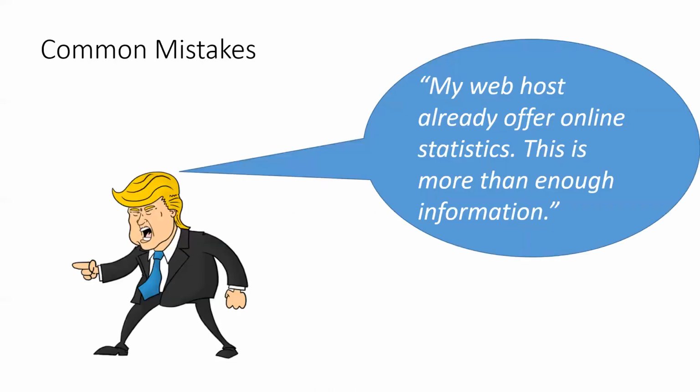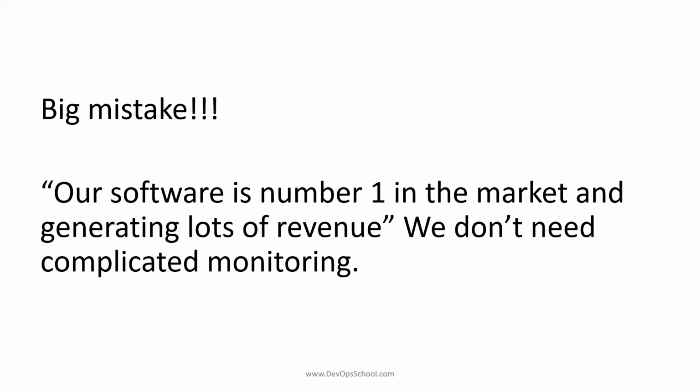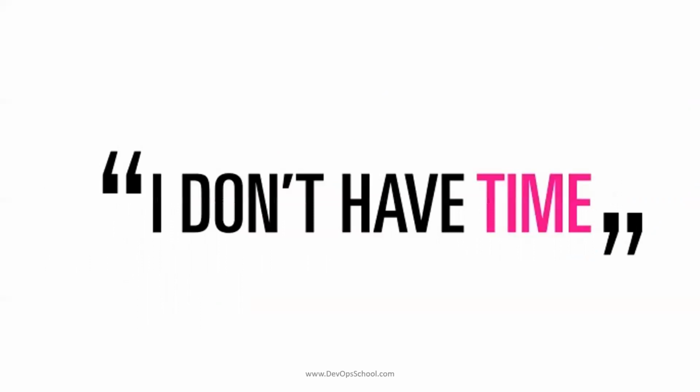Sometimes we make the common mistake of not setting up monitoring or observability, stating that we have a web host, like a cloud provider, who is giving sufficient information about the servers. AWS gives you lots of statistics, so we don't want to do anything additional on top of it. And many times we say, okay, our software is doing good in the market, and there's no need to spend time setting up extra team processes, tool sets, training, and all. That is also a big mistake.